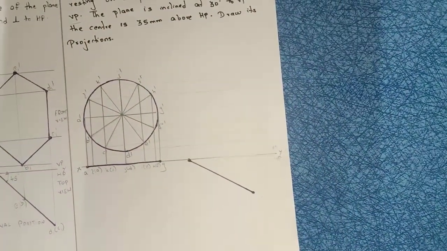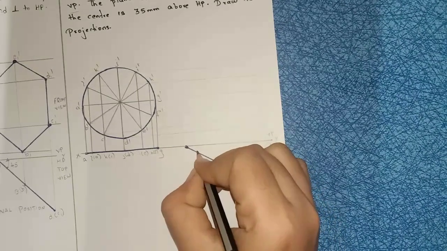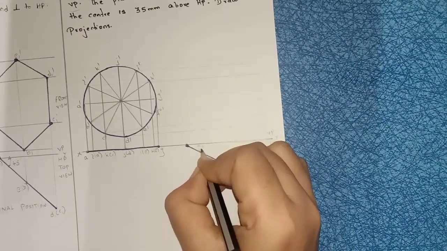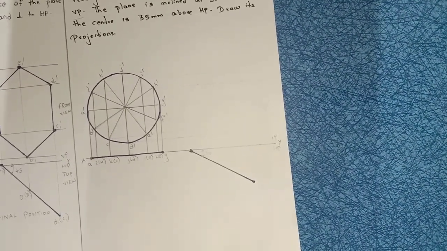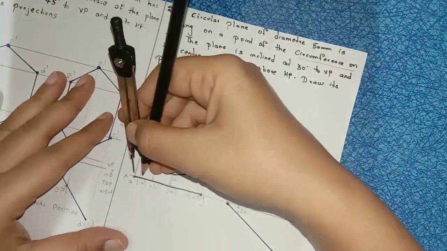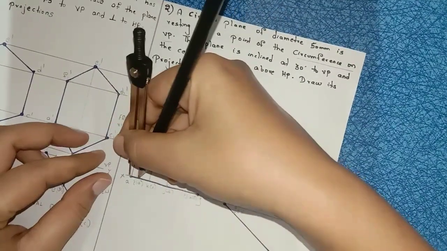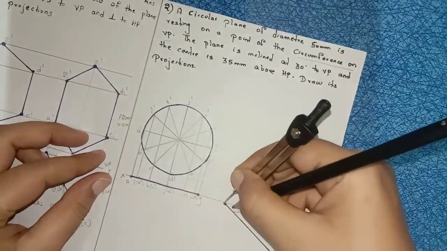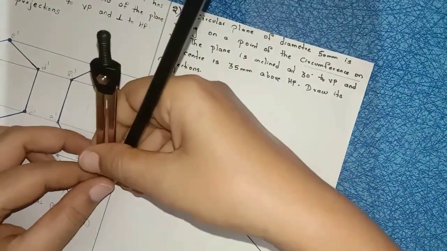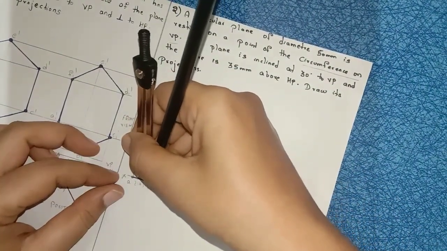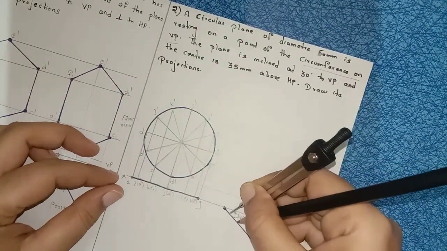Right? Now see, the angle here is how much? 30 degrees. 30 degrees to VP. So after that, with the help of a compass, I will join this one from A to L. I will get the point here. Then next, from L to K, I will get the point here.